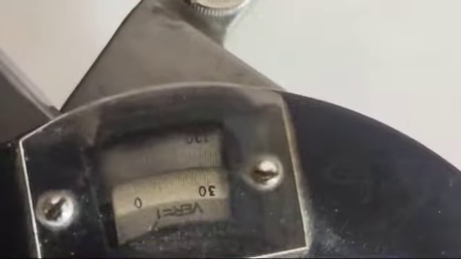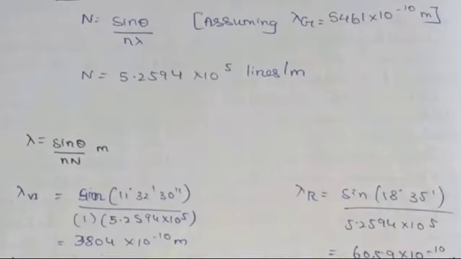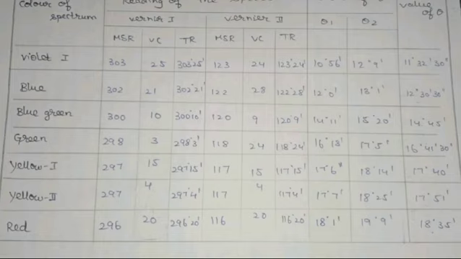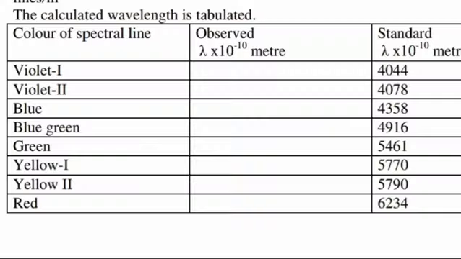The angle is twice the angle of diffraction for that particular color. Half of it will be the angle of diffraction. Now take mean value of theta for different colors. By this experiment, we found the wavelength of the prominent lines from the mercury lamp and the results are tabulated.